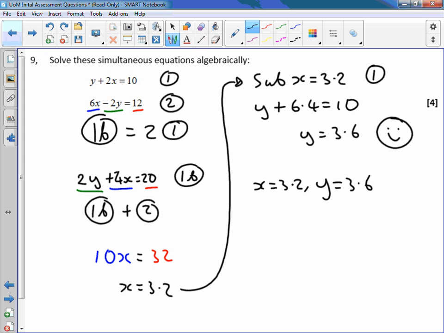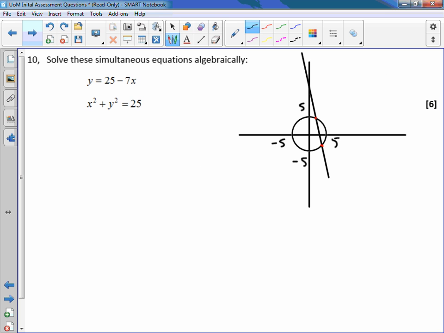When I had two linear simultaneous equations, I did it by elimination. When I've got a non-linear simultaneous equation, my go-to method is usually substitution. So I know that y is 25 minus 7x, so that means I can replace this y with my 25 minus 7x. It gives me x squared plus (25 minus 7x) squared equals 25.